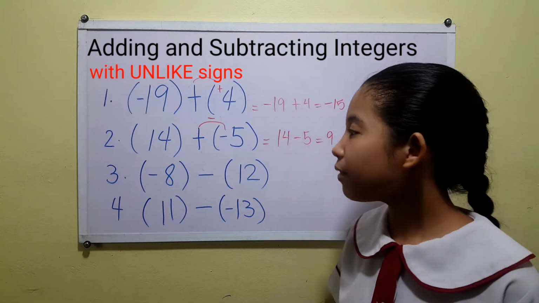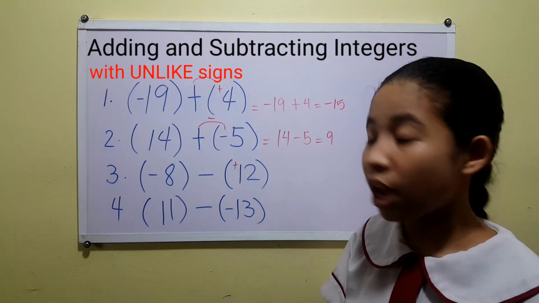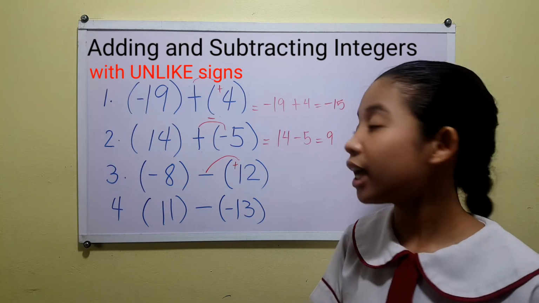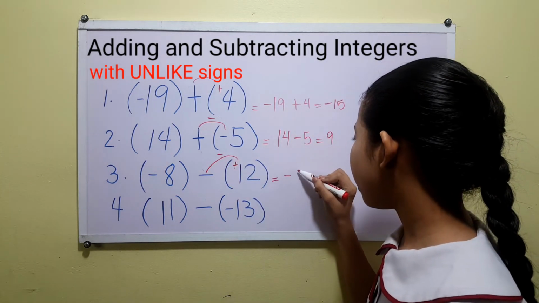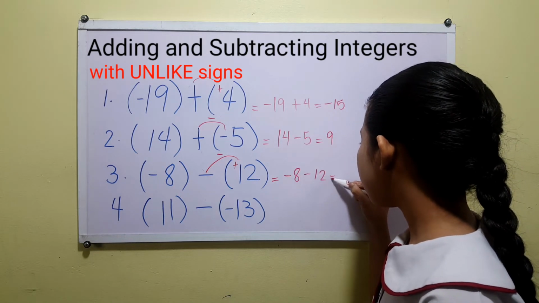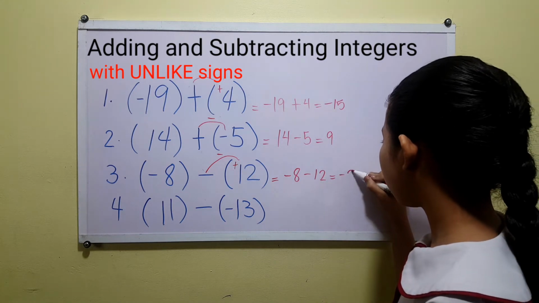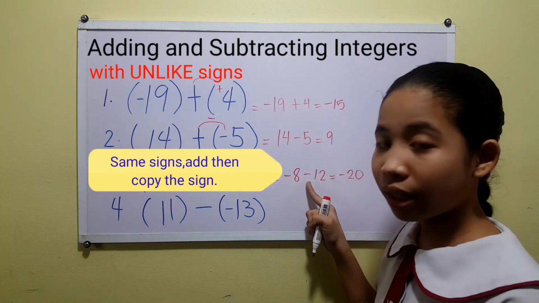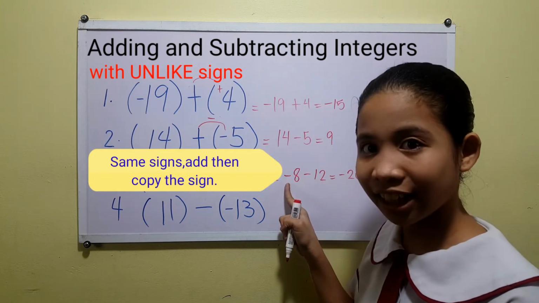Next, we have negative 8 minus positive 12. Remember that negative times positive is equal to negative. So we have negative 8 minus 12 is equal to negative 20. Since we have the same sign, we will add and then copy their sign.